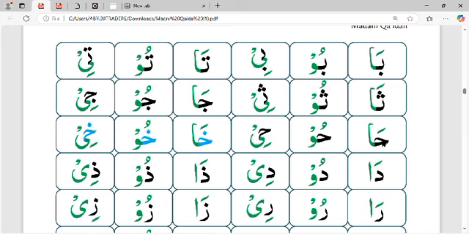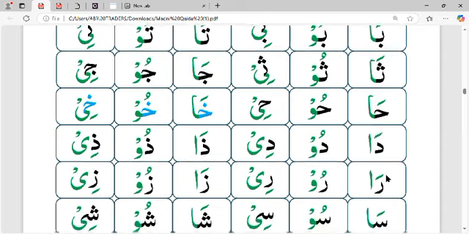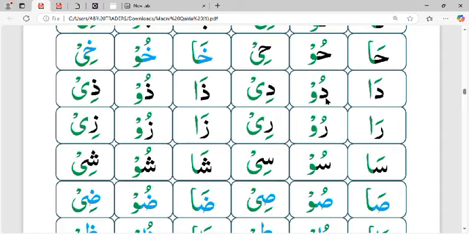Ha fatha alif ha, ha dhamma waw hu, ha khasra ya hi, ha hu hi. Kha fatha alif kha, kha dhamma waw khu, kha khasra ya khi, kha khu khi. Dal fatha alif da, dal dhamma waw du.